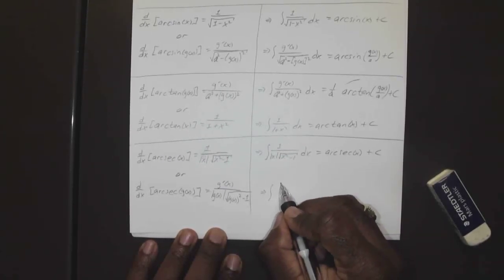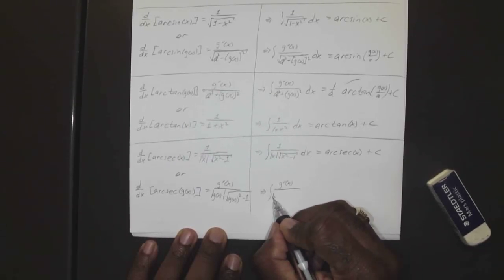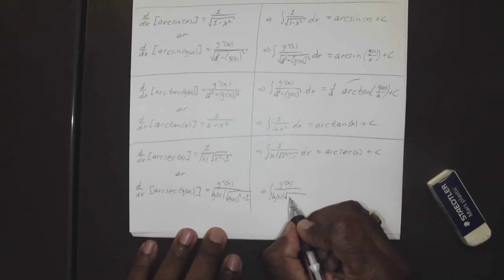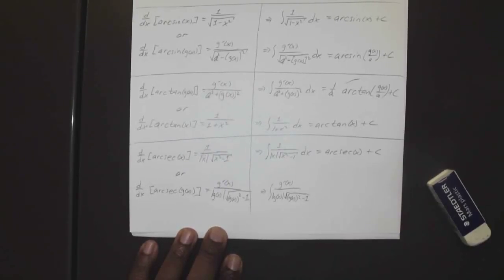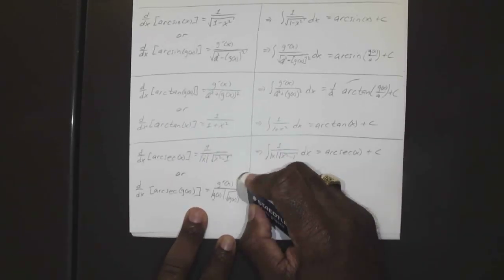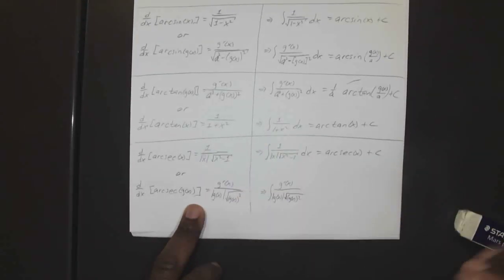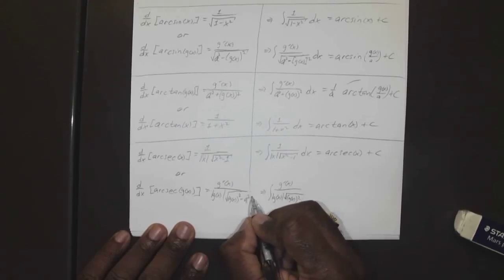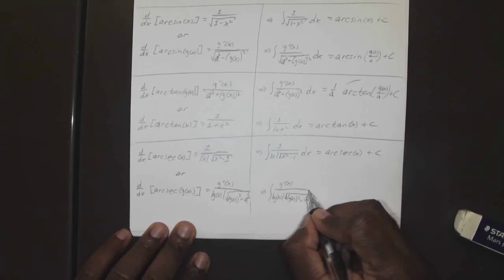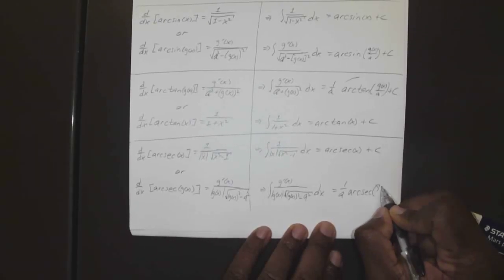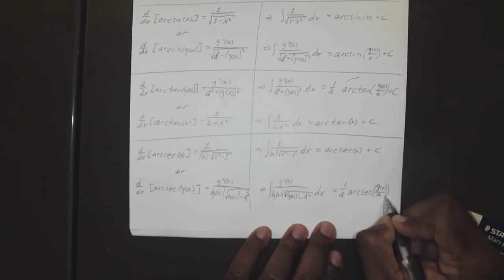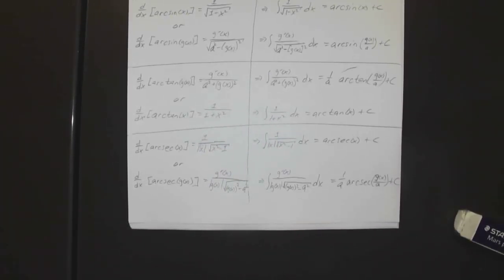So that means the integral of g prime of x over the absolute value of g of x times the square root of g of x squared minus a squared, that's right, I keep forgetting, the a there is just equal to 1, so yep, this would be minus a squared, with respect to x is going to equal 1 over a arc secant of g of x over a plus c. Okay, so that's all of them.